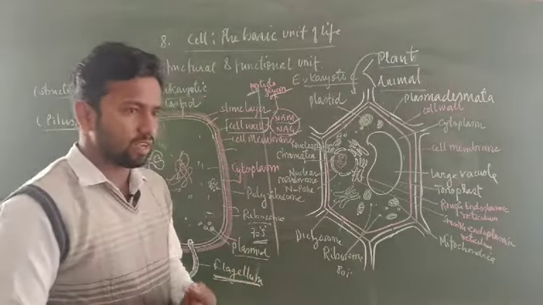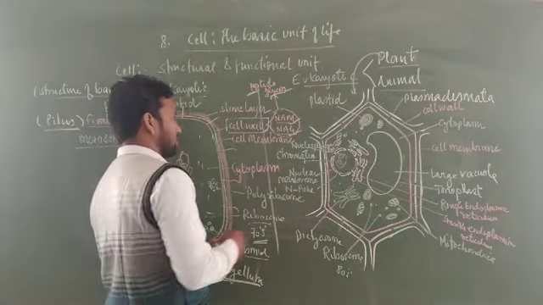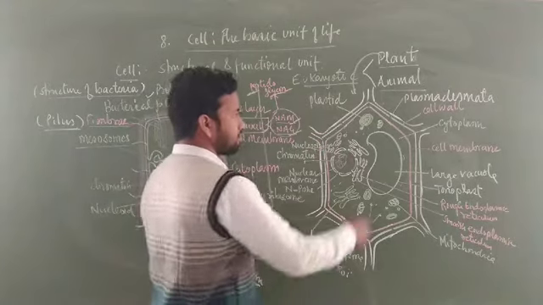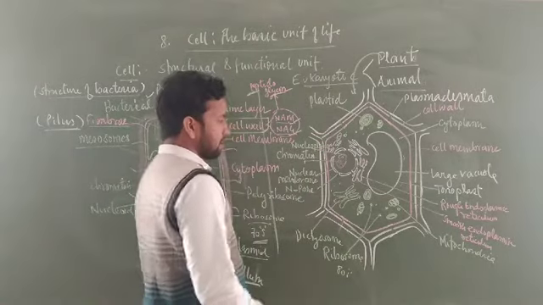But the animal cell is also prepared like this, but the cell wall is absent in that case. Plastids are also absent in that case.